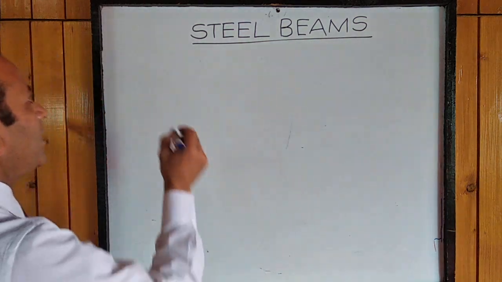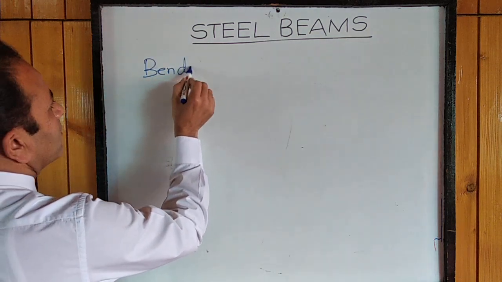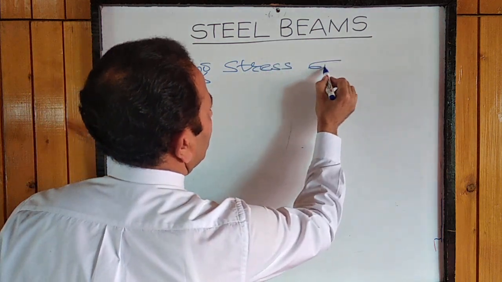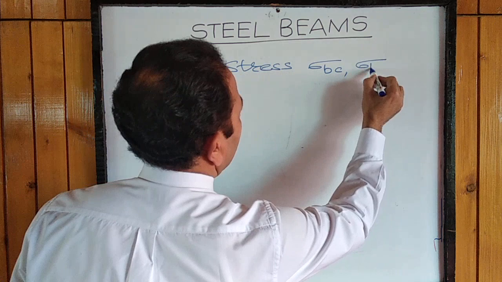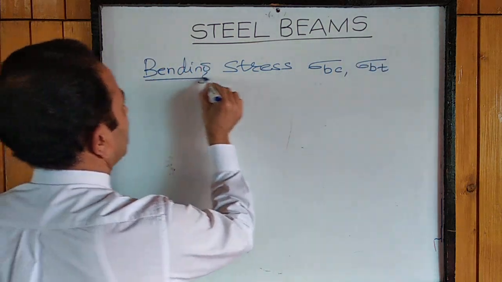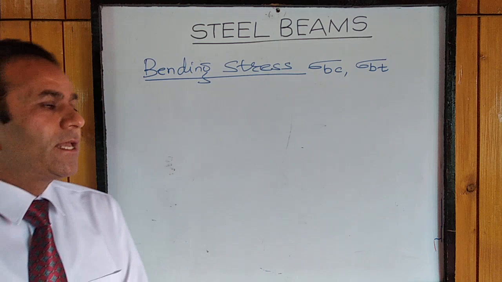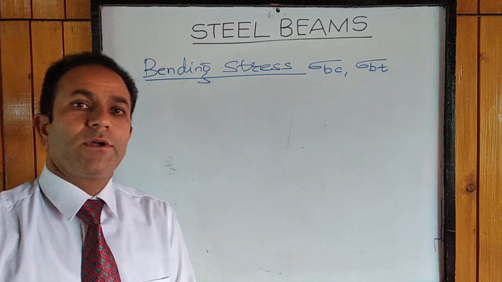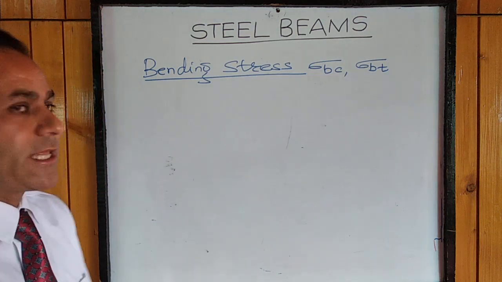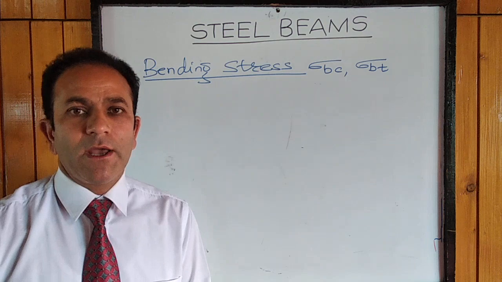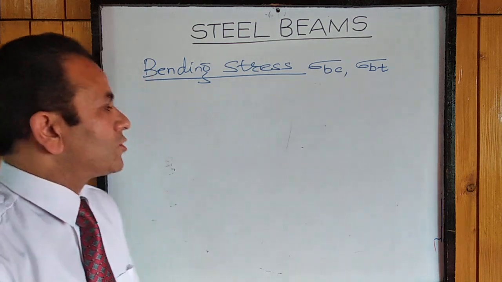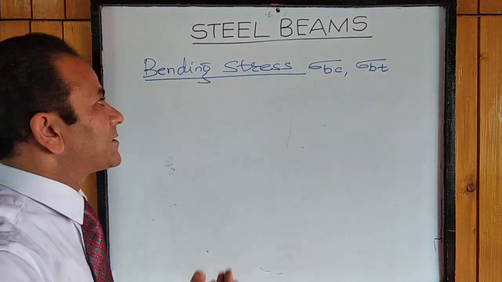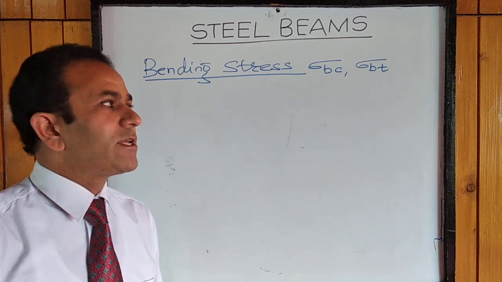Then we have bending stress. Sigma B, either in compression, or it may be sigma bending in tension. Now this bending stress is developed because of the load acting on the member, which leads to development of bending moment. There is an unbalanced moment at any section of the beam, which is known as the bending moment. Because of that bending moment, certain stresses develop in all the sections of the beam. These cross-sectional stresses are known as the bending stresses.